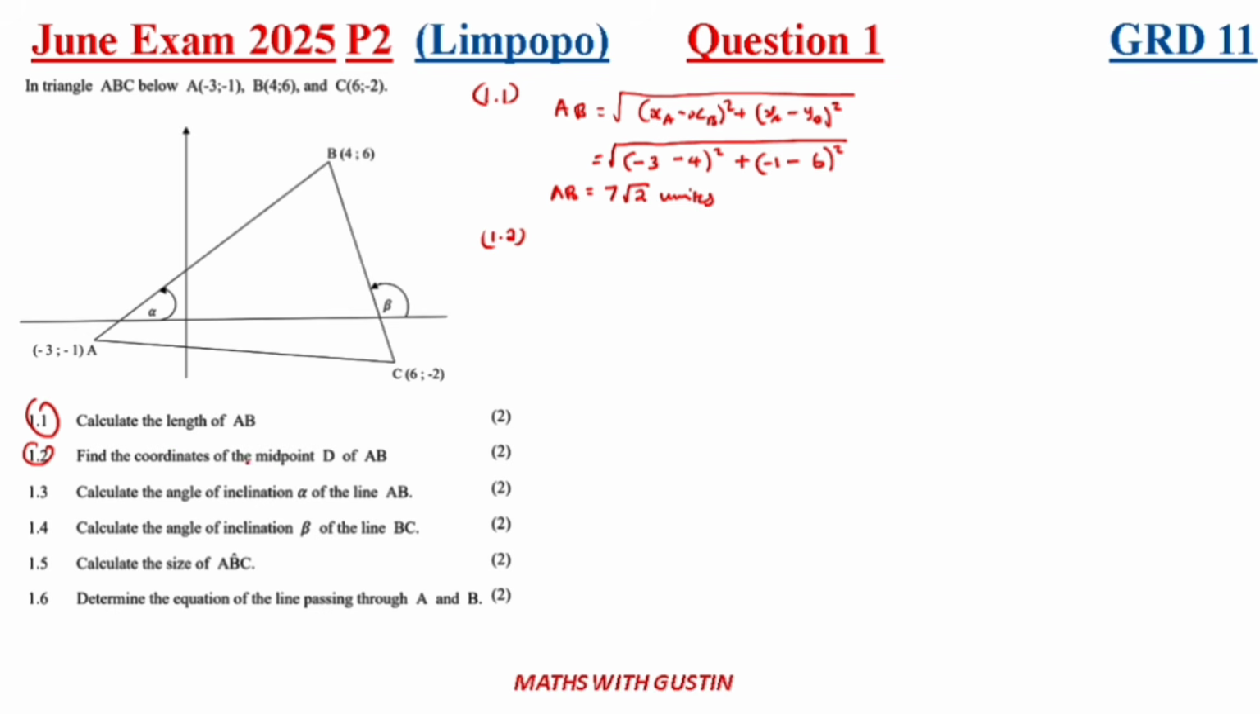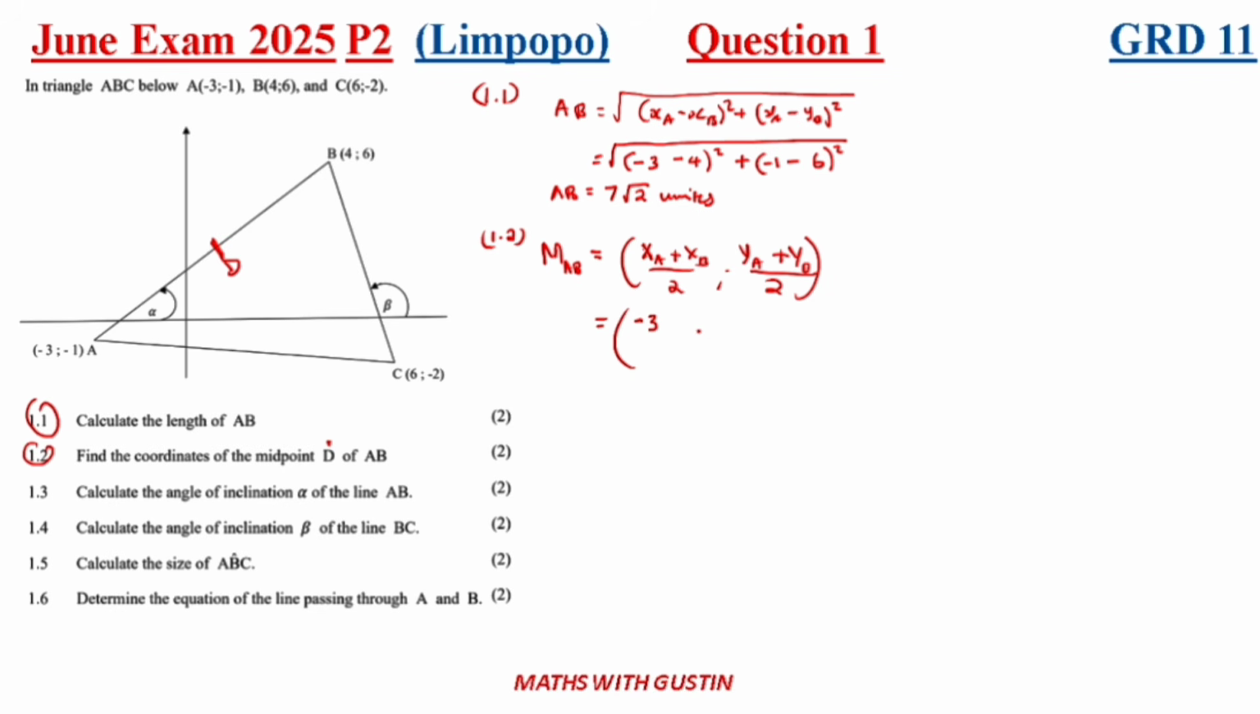1.2 said find the coordinates of D, which is the midpoint of AB. We need to find that coordinate, so we're just going to come here and apply the midpoint formula, guys. So the midpoint of AB, which is D, is going to be equal to x at A plus x at B all over 2, y at A plus y at B all over 2. Straightforward midpoint formula, and there shouldn't be any confusion here. You are just applying the formula.